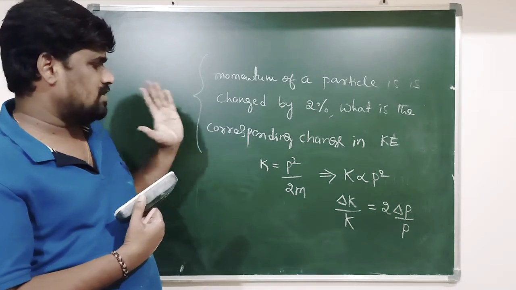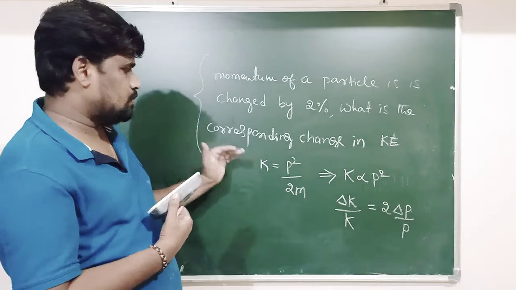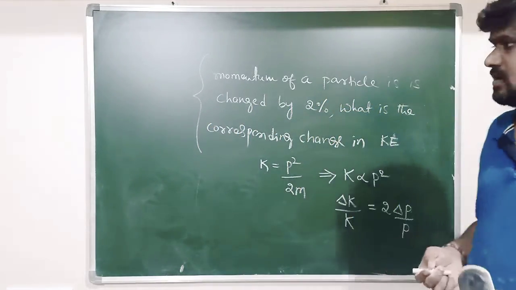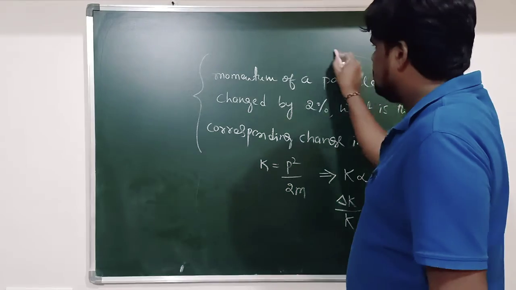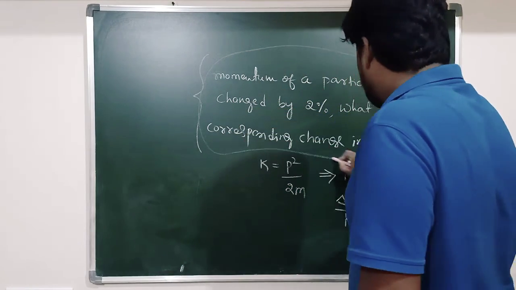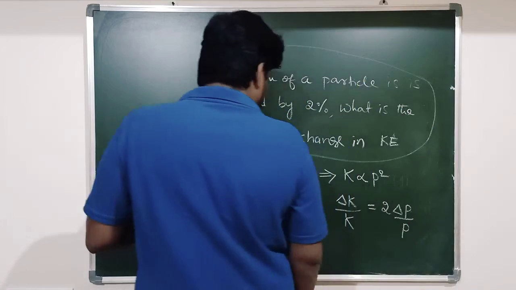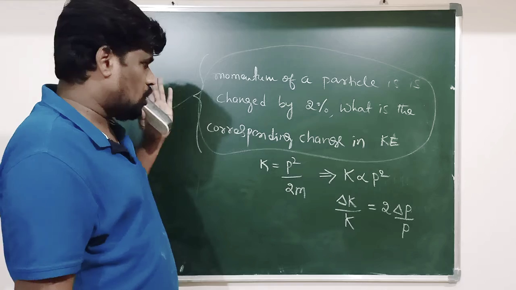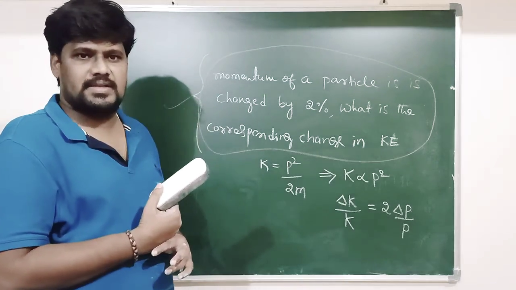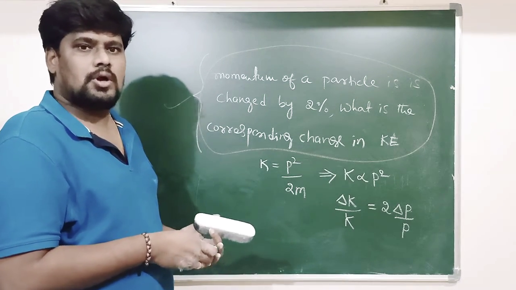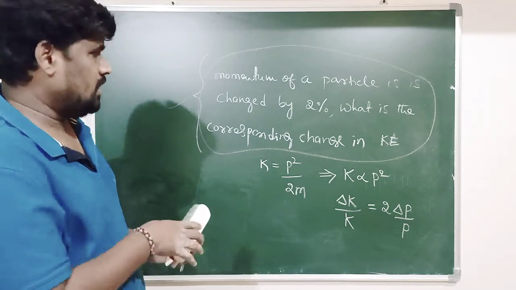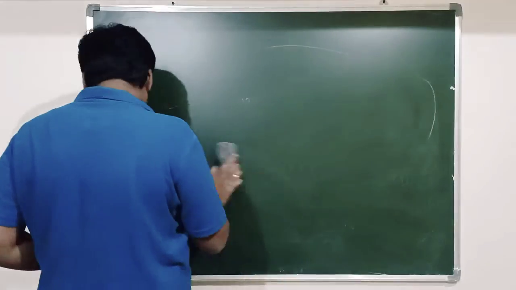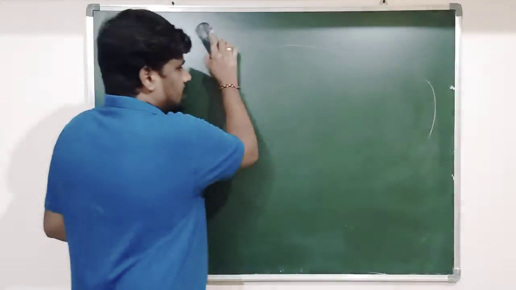What is the corresponding change in the kinetic energy? The corresponding change in the kinetic energy is 4%. So the concept of errors is used to solve this problem. Problems like this can be solved using the concept of errors. Okay, let me take one more example here so that you will get more information about the concept.